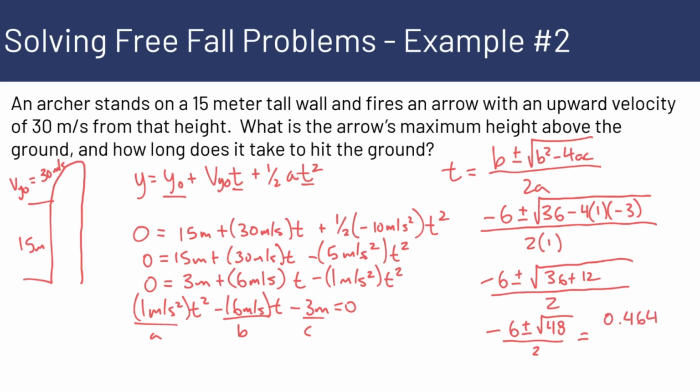And when we figure this out, we have the following answers: 0.464 and 6.464. All right, so we know that this answer is correct, 6.464. So looking at the two answers, it doesn't make any sense that the arrow could have gone 60 meters up into the air from this 15 and then fallen down that far in 0.464 seconds. So the only time that makes any sense is this 6.46 seconds. So this is the correct answer here.